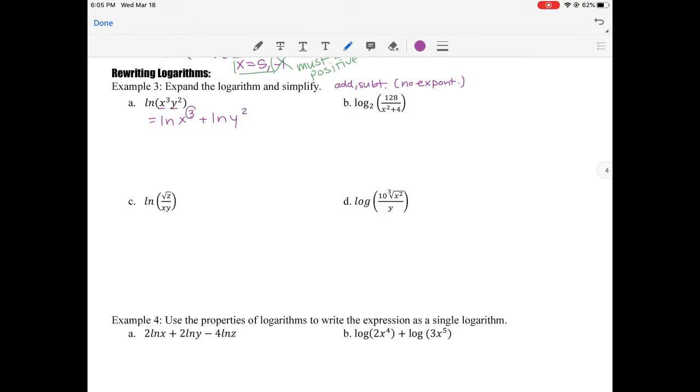And we don't want any exponents, so we're going to go ahead and bring these out front. So we'll have 3 natural log of x plus 2 natural log of y, and we have expanded it all the way.